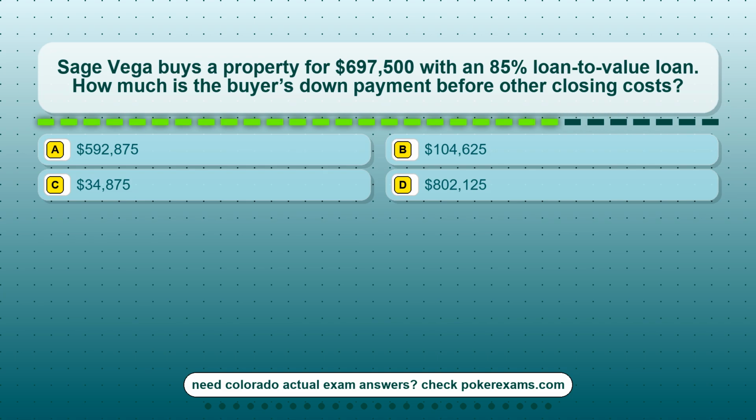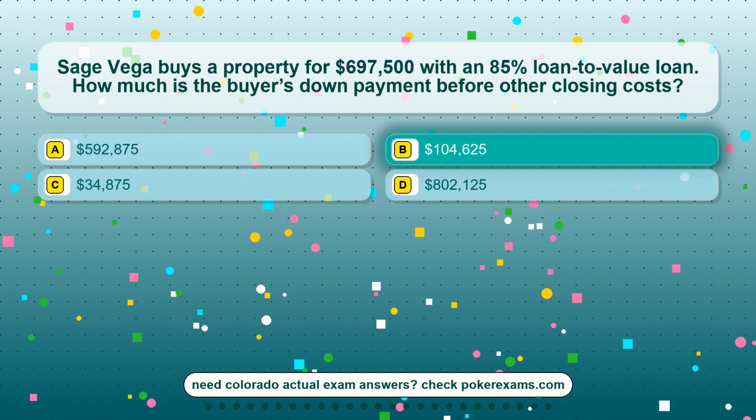Question 22. Sage Vega buys a property for $697,500 with an 85% loan-to-value loan. How much is the buyer's down payment before other closing costs? Option A, $592,875. Option B, $104,625. Option C, $34,875. Option D, $802,125.